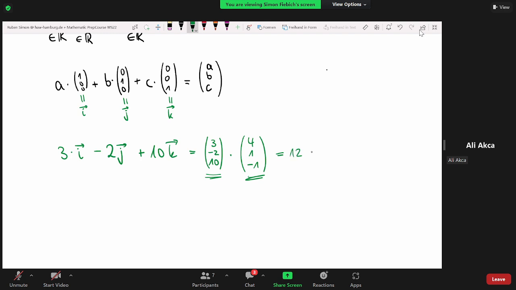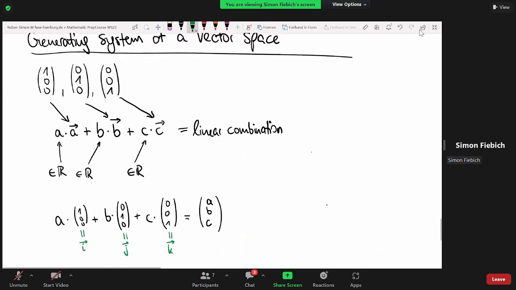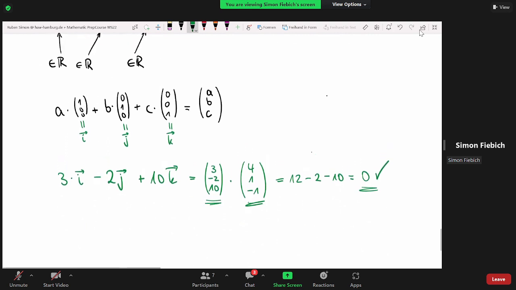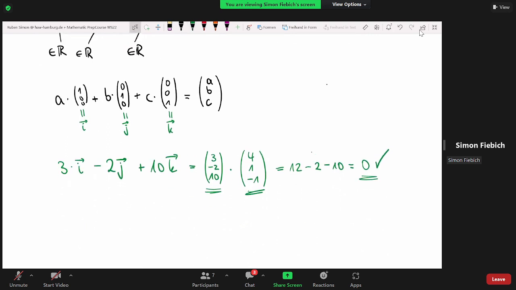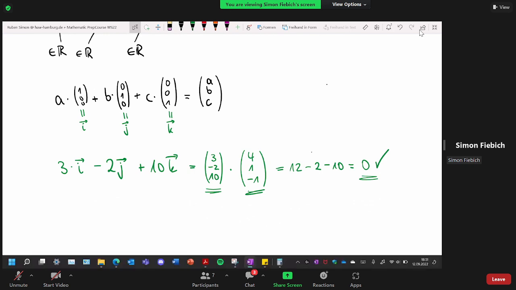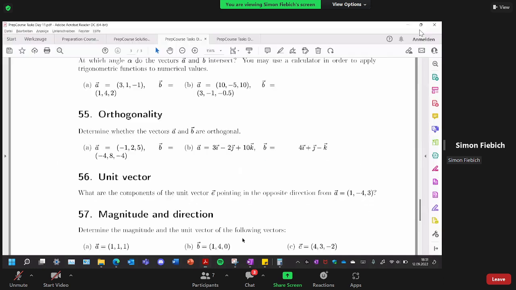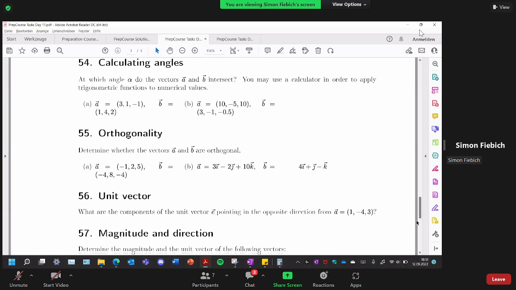12 minus 2 minus 10. This would be 0. So I think that's what they wanted you to figure out, that i, j, and k are the basic vectors of the basic generating system. But of course, they didn't give it to you, and that's why this task was actually unsolvable. I'm sorry for that, but I will text the person in charge of the task sheets so that they add it in there. So this shouldn't be too difficult if you know that i, j, and k are these basic vectors when determining the orthogonality of two vectors.